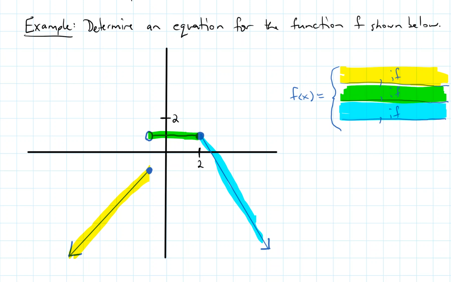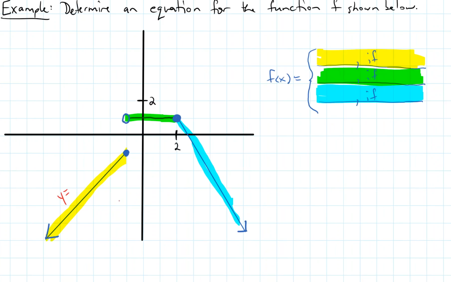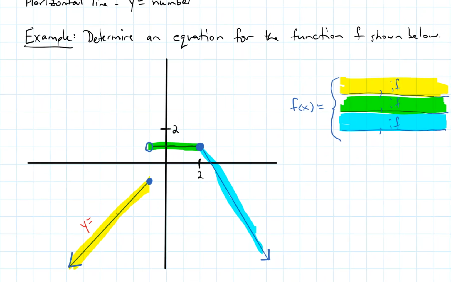Now since these are lines, it makes it pretty simple. The yellow piece is a slanted line, which means it's going to be y equals mx plus b. So we need to know the slope. Well, you can find the slope pretty easily here. You can see that, for example, if I start at this point and I want to go to this point, that would be rise 1, run 1. Your slope will be rise divided by run, 1 divided by 1, so that'd be 1x, plus b.